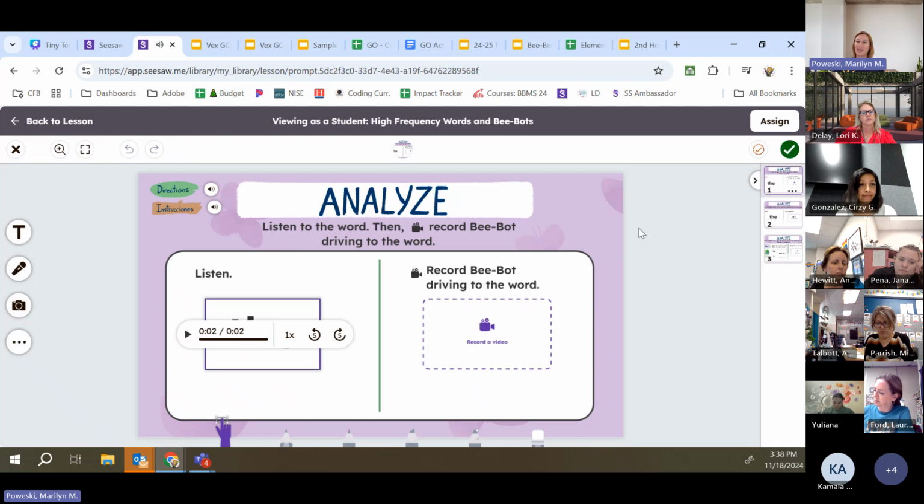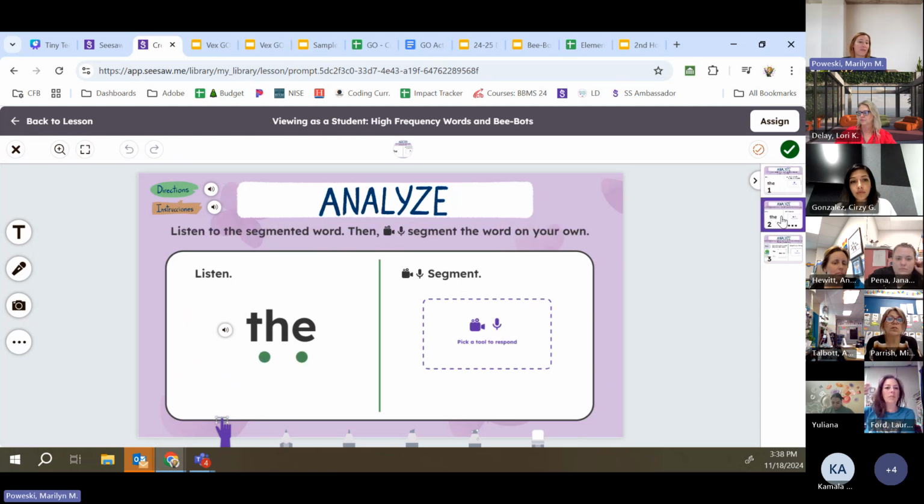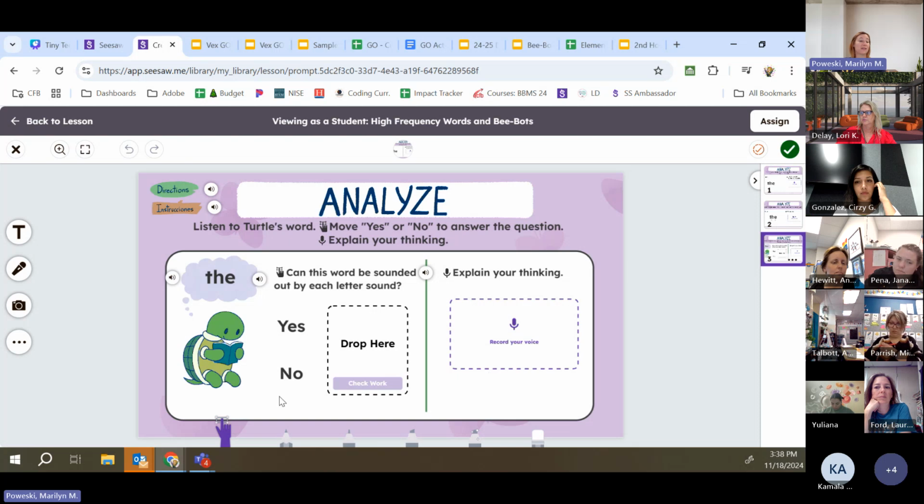So very quietly, she says the word the. And then I can drive, or I can record my BBOT actually driving to the word. So I've got visual evidence. Can my child identify that word? Can my student identify that word? And then if I want to take it to the next level, I can include other components like listening to the segmented word and then watching them segment the word. And can this word be sounded out by each letter? Maybe I'm taking it to the next level.